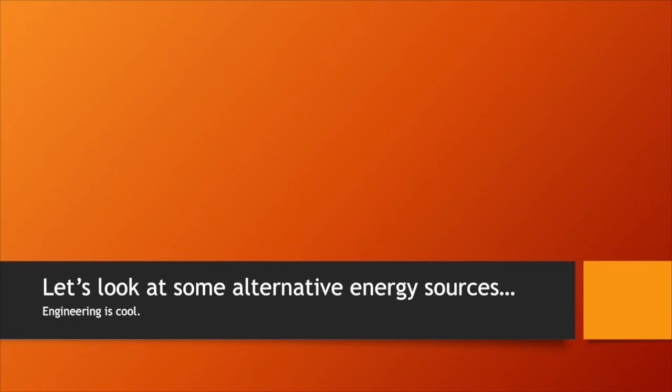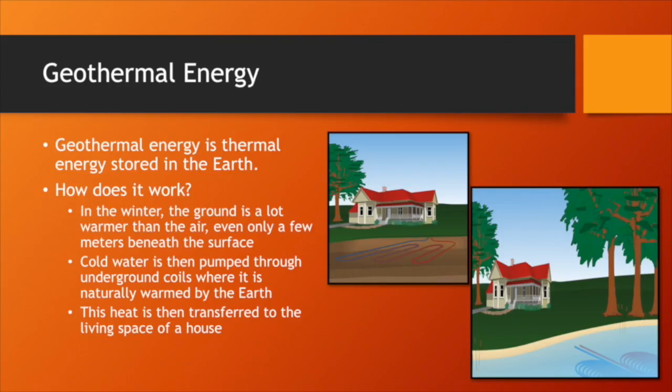Now, let's look at some alternative energy sources. So geothermal energy. Geothermal energy is thermal energy stored in Earth. So how does it work? In the winter, the ground is a lot warmer than the air, even only a few meters beneath the surface. So cold water is then pumped through the underground coils where it is naturally warmed by the earth. This heat is then transferred to the living space of a house.